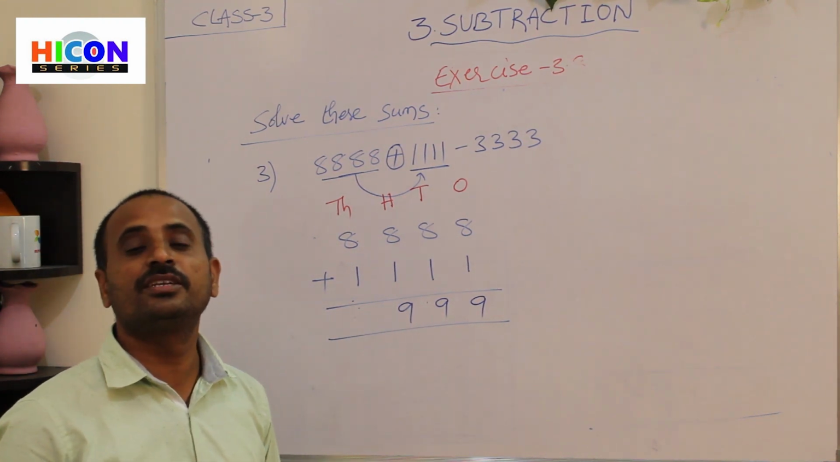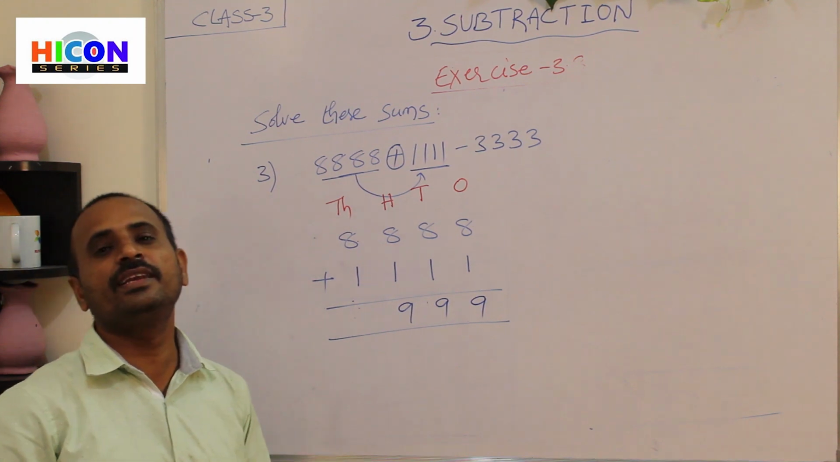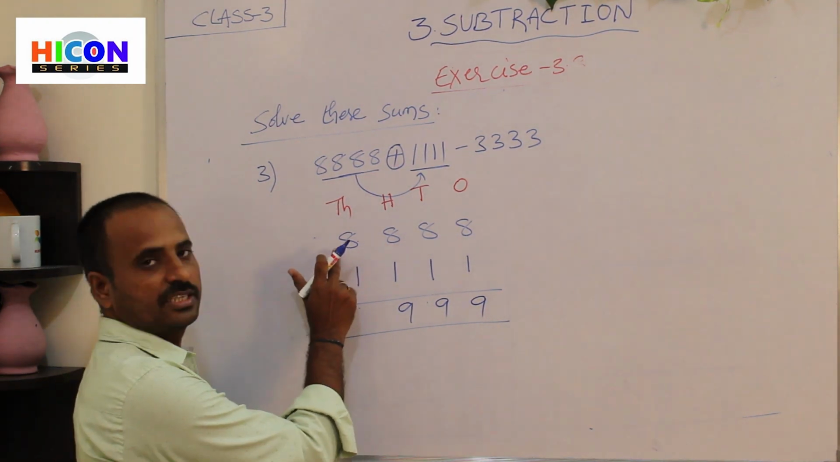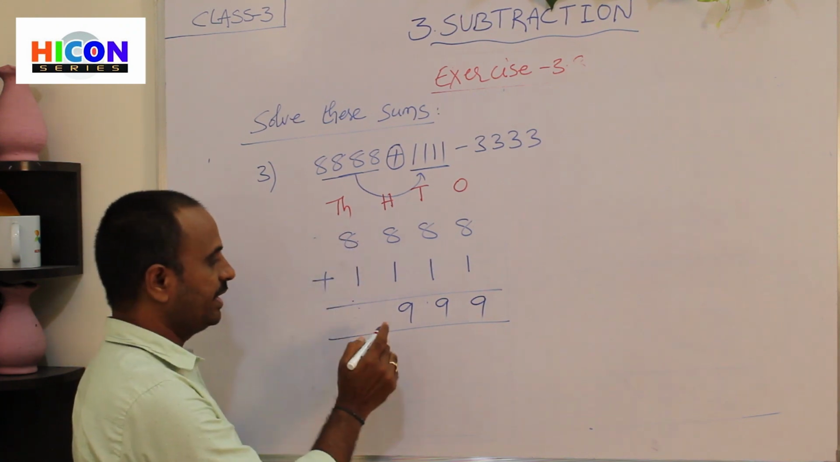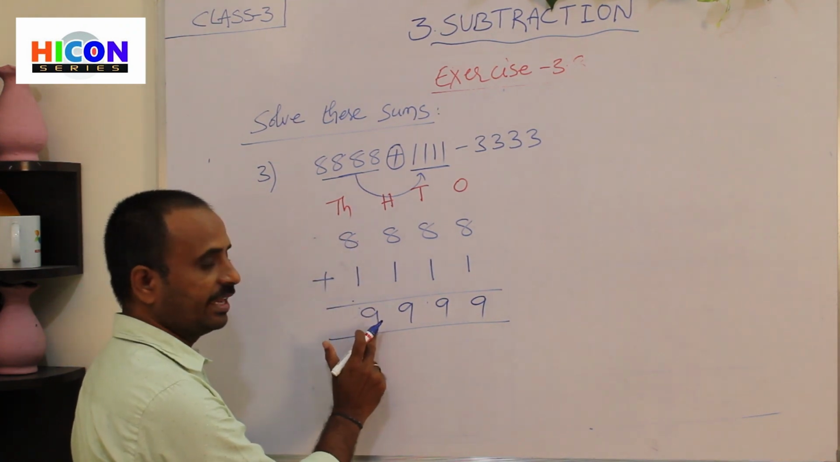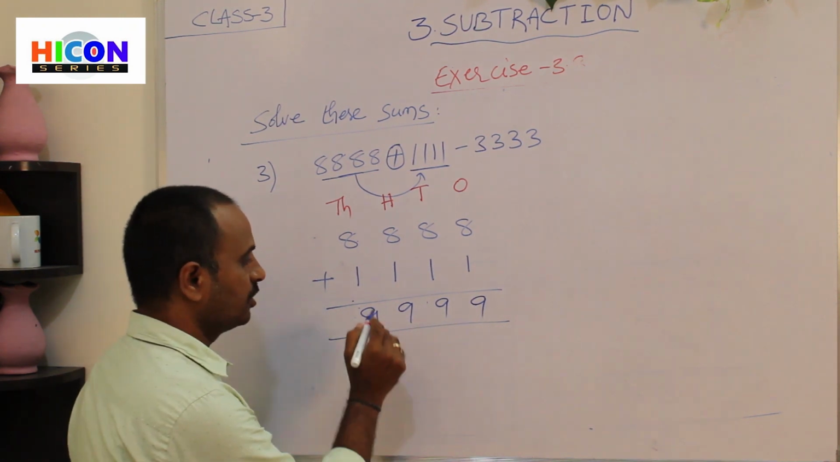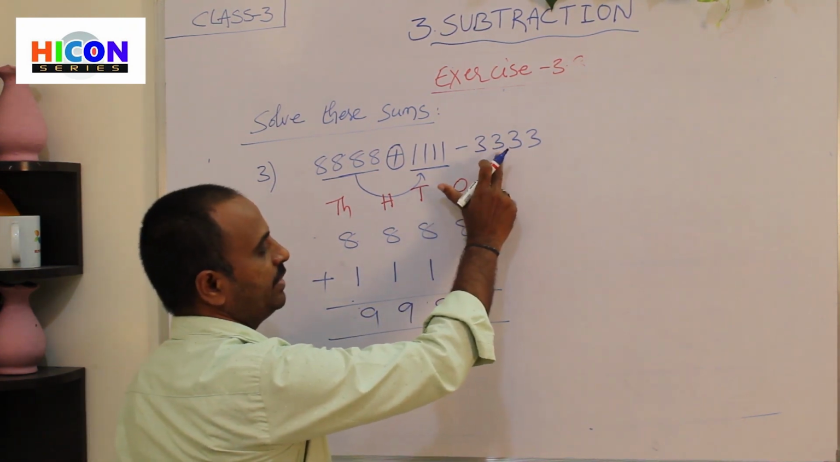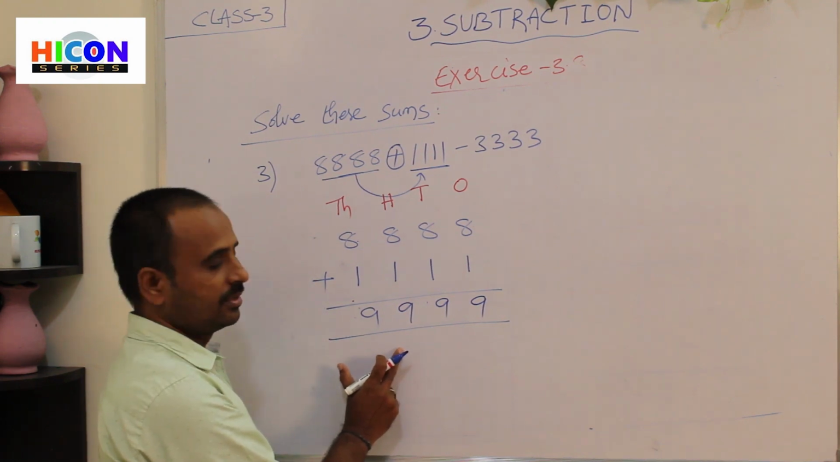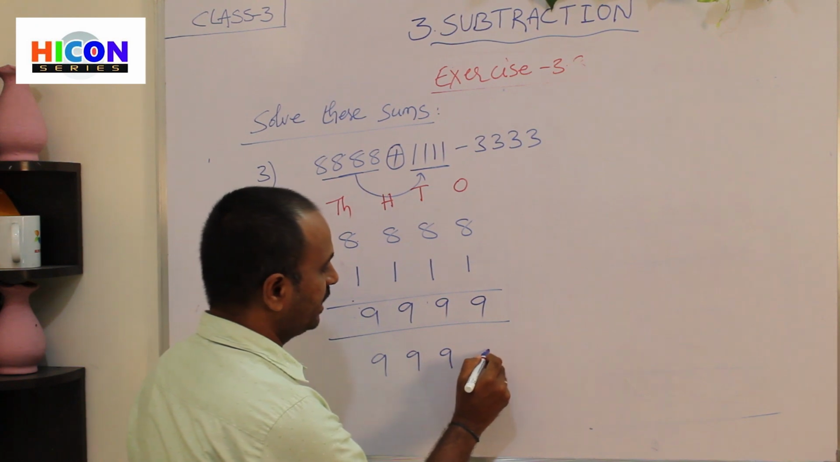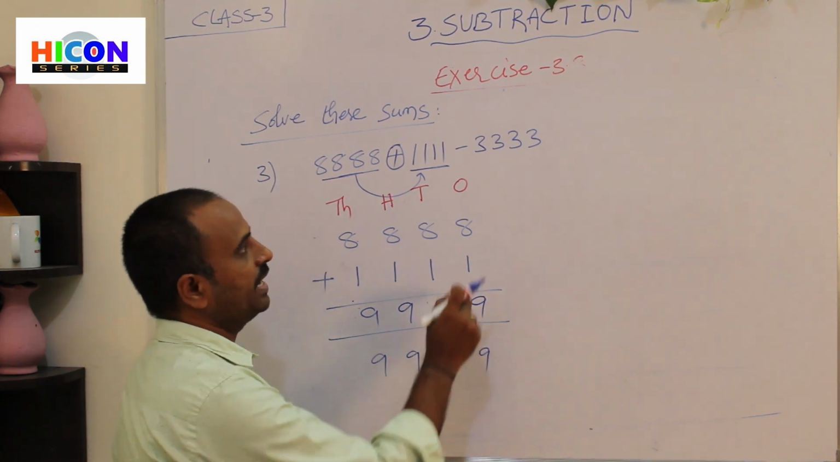This next number is called the successor. You have already discussed in the first chapter what is a successor and what is a predecessor. So if you add 1 to any number, we will get its next number. So what is the next number to 8? 9. So the sum is 9999. So now subtract the other number from this sum.